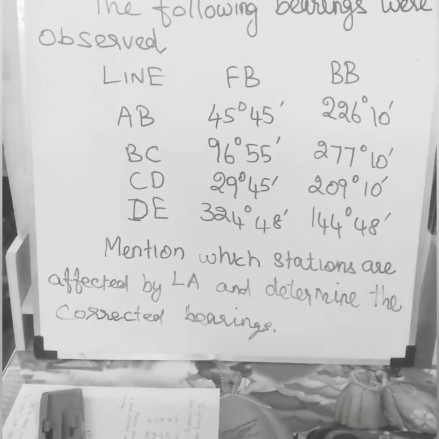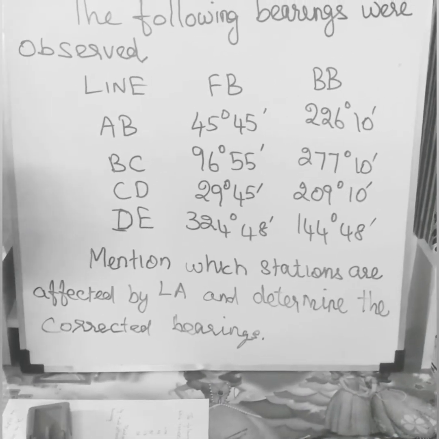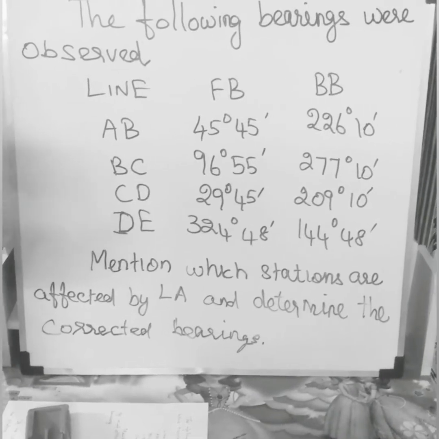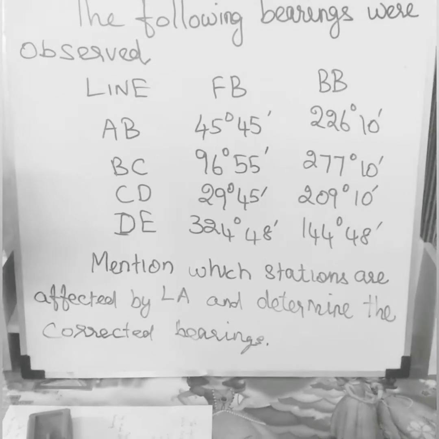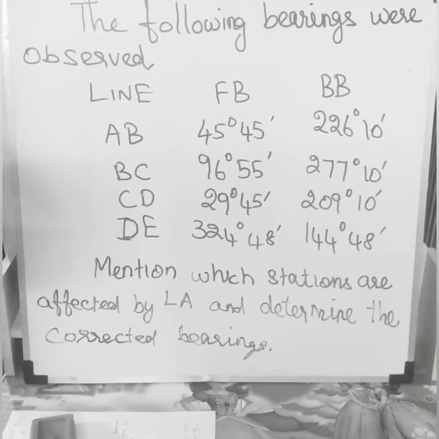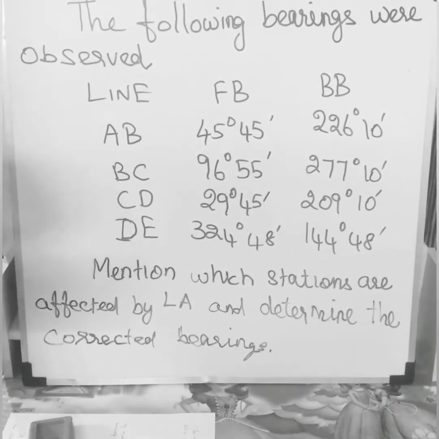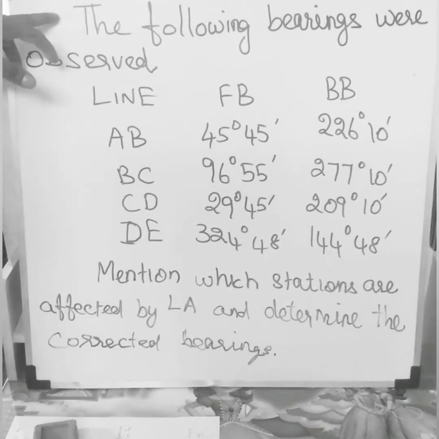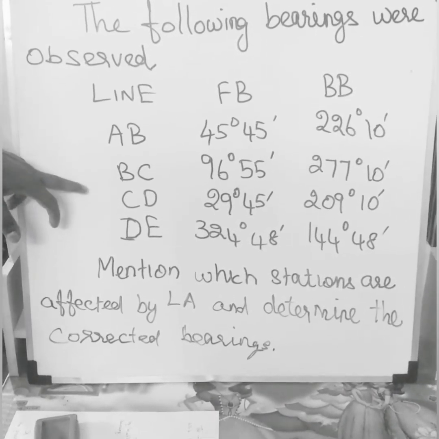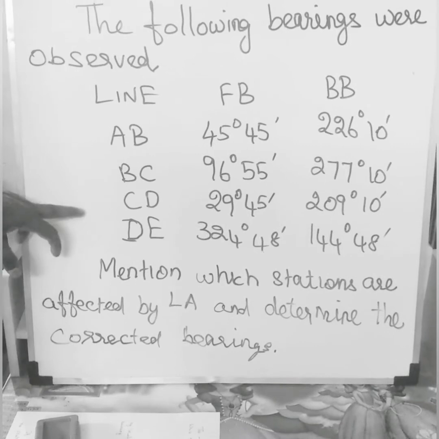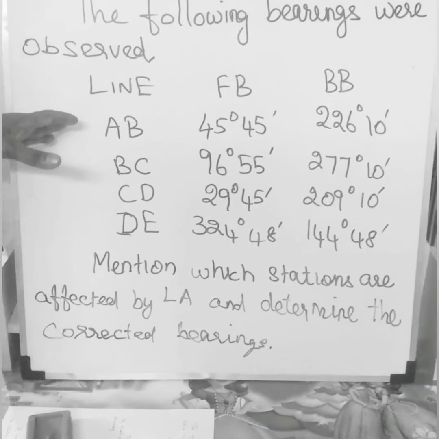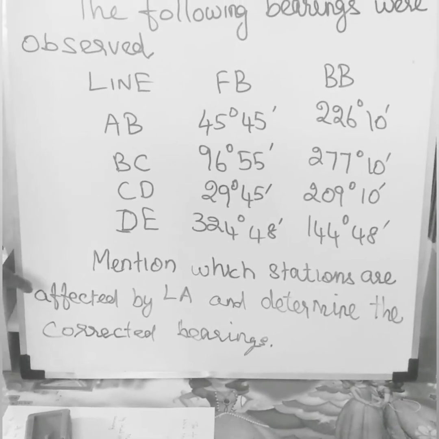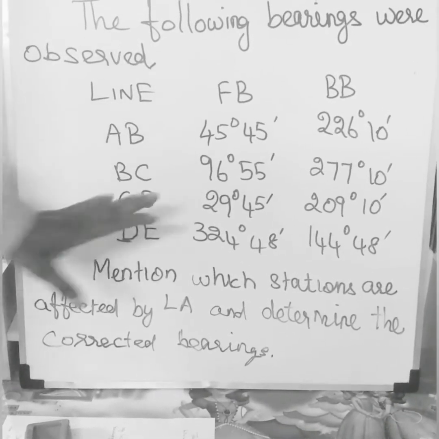Good morning, students. Today we will discuss problem solving using local attraction: how to find the corrected bearings using local attraction, how to eliminate the error due to local attraction, how the observed bearings were determined, and how to find the corrected bearings of the given observation by using the local attraction method.